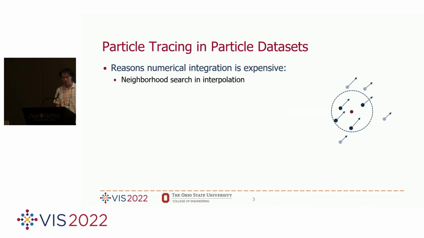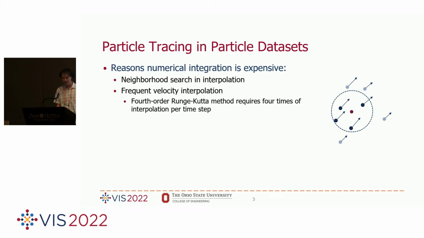Numerical integration can be very expensive on particle datasets. The reasons are twofold. In order to perform interpolation of velocities for a given particle, neighborhood search is needed. However, since particles don't have a predefined connectivity like grids, this can be quite expensive. So ideally, we want to perform as few searches as possible. On the other hand, frequent velocity interpolation is required. For example, for fourth-order Runge-Kutta, 4 interpolations are needed, making numerical integration very costly.